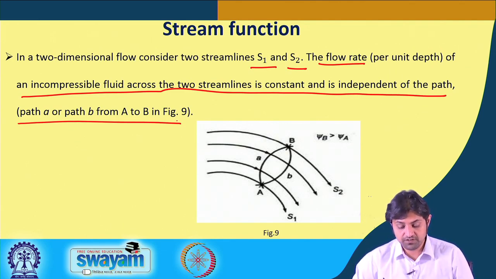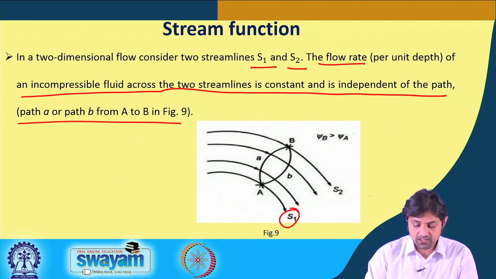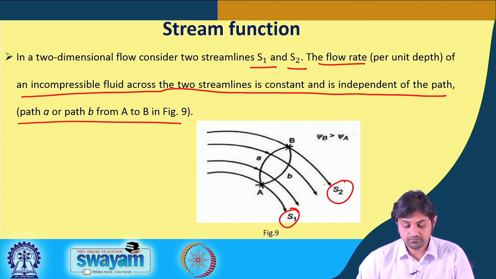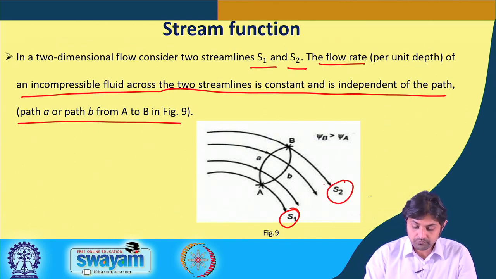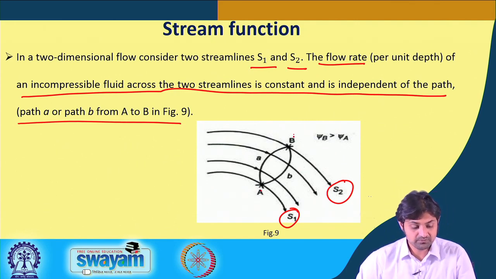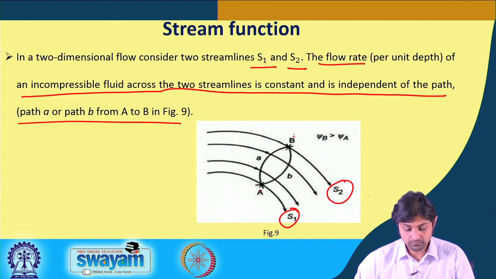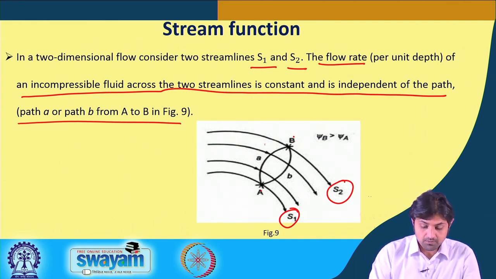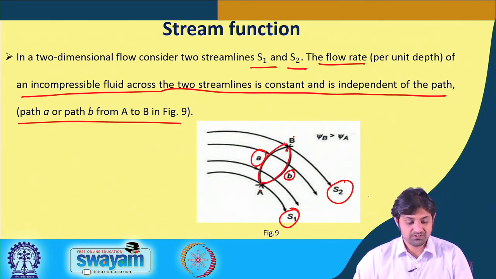Okay, so this is the figure. This is 1 streamline, this is 2 streamline. Okay. So you see this is A, this is B. Okay, and this is path A, this one going to B, and this is path B going from this to this. Okay.